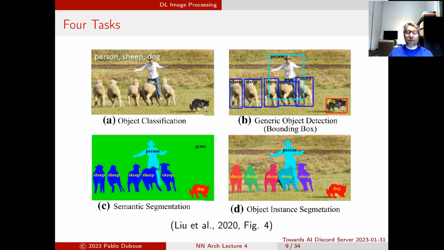But here you have some examples. The first example is just object classification. Instead, I would like to think of it just as image classification. Then you have the type of classification of generic objects with bounding boxes. So you have small boxes around items with a particular class. Semantic segmentation takes this one step further.